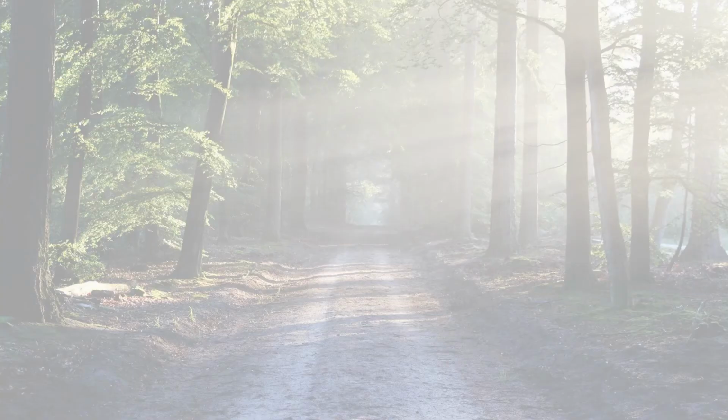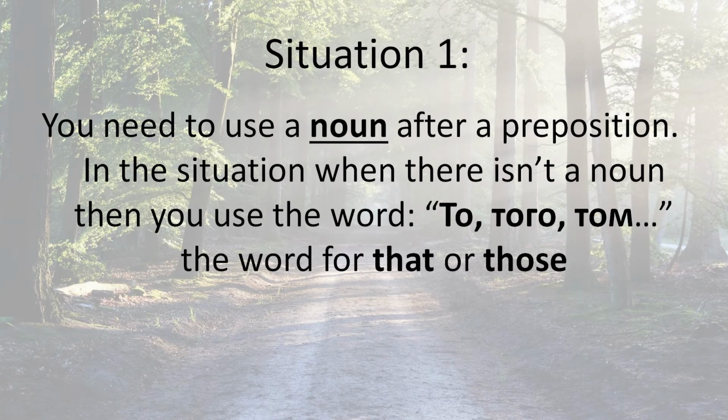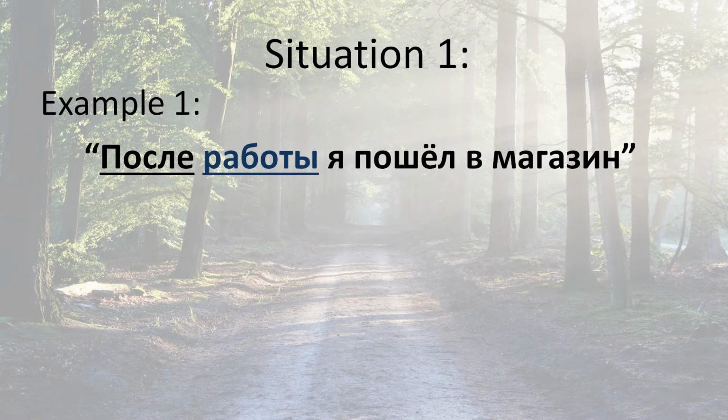I've come up with about 3 main situations where you need to use them, but I couldn't find any detailed explanations of this online, so this is just my understanding. Situation 1. You need to use a noun after a preposition. In the situation where there isn't a noun, then you use the word то, того, том, the word for that or those. Example 1. После работы я пошел в магазин.